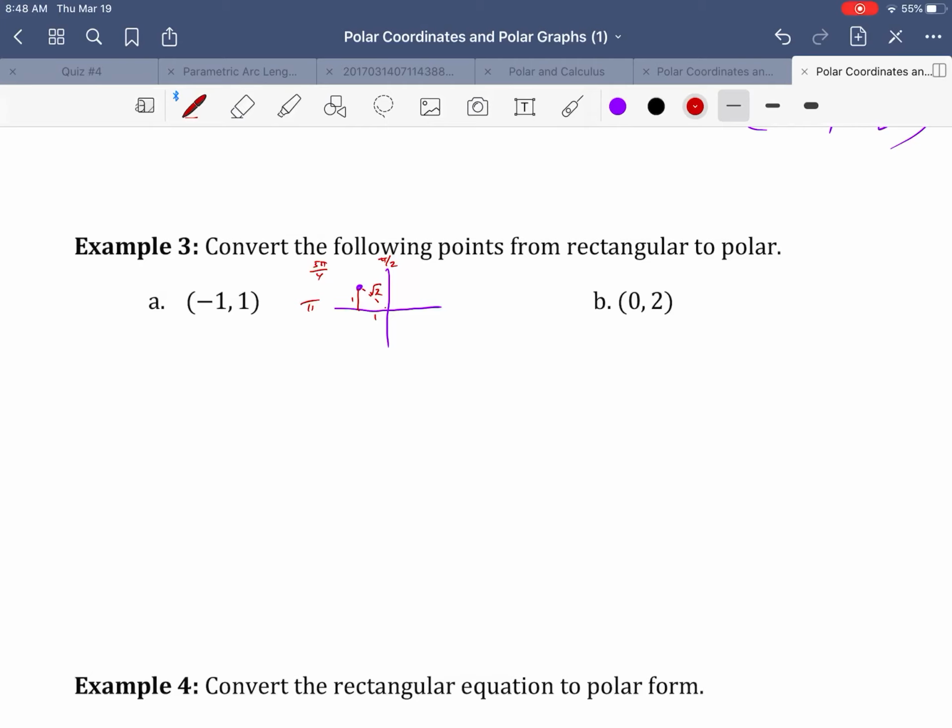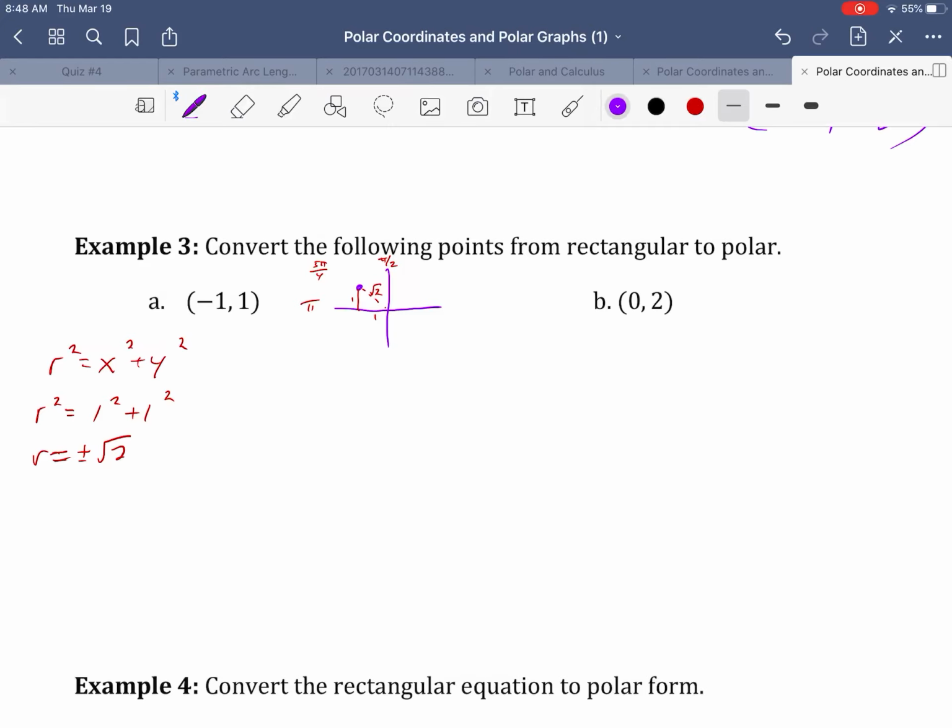Now, if you wanted a formal way to do this, we know that r squared equals x squared plus y squared. This is me finding the square root of 2. So r squared equals 1 squared plus 1 squared, so r equals plus or minus the square root of 2. That's your radius. That's what we did. That's very formal Pythagorean theorem.